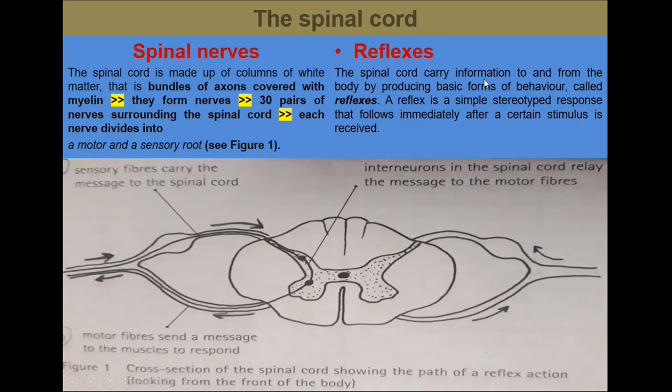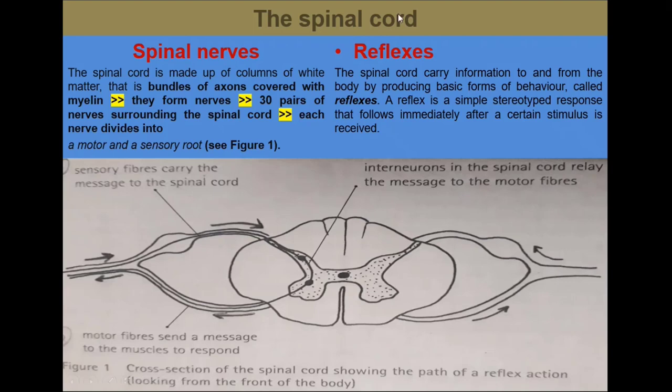The spinal cord carries information to and from the body by producing basic forms of behavior. Number one, how does it carry information? It carries information through the nerves. These are nerves: the sensory, the motor, the interneuron. The spinal cord carries information to and from the body by producing basic forms of behavior.